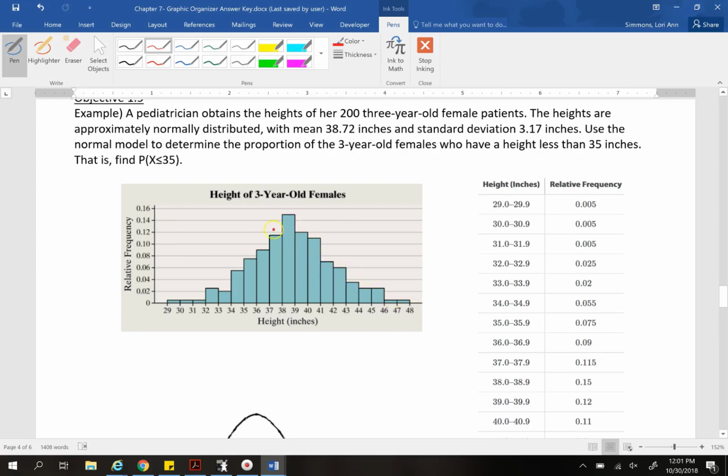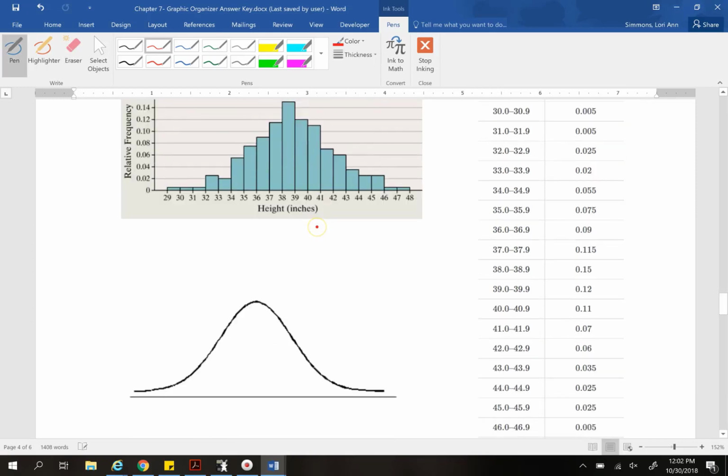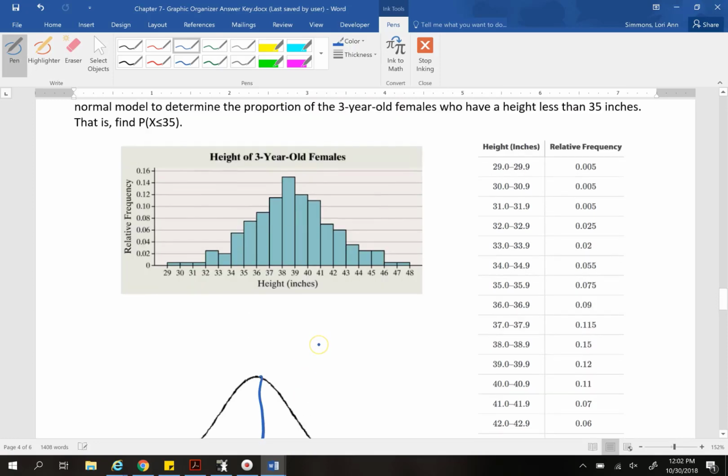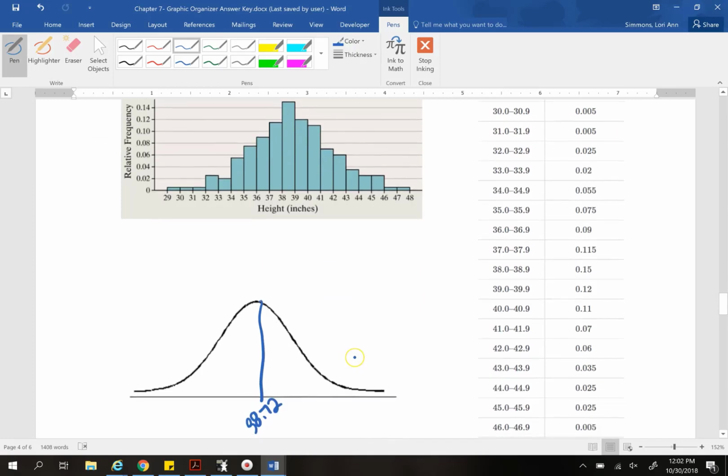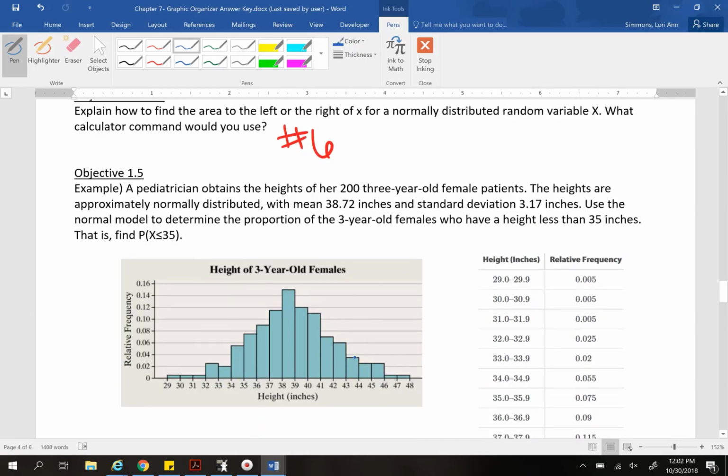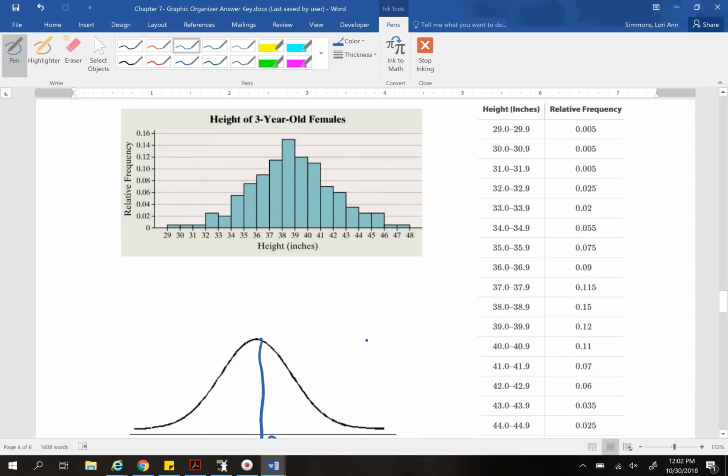We would assume that this is normally distributed as the sample increases because height is a natural occurrence. Remember, anything that naturally occurs will have a normal distribution. So let's plot our mean and our standard deviation like we did up above. And then 3.17 is our standard deviation. So if you subtract, we get 35.5.